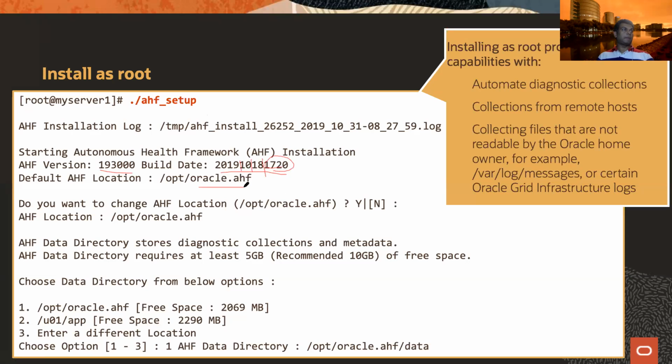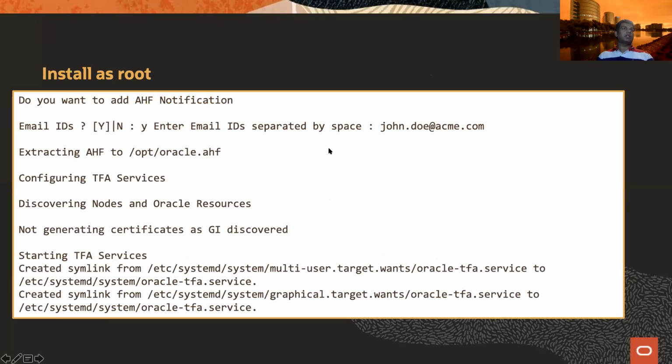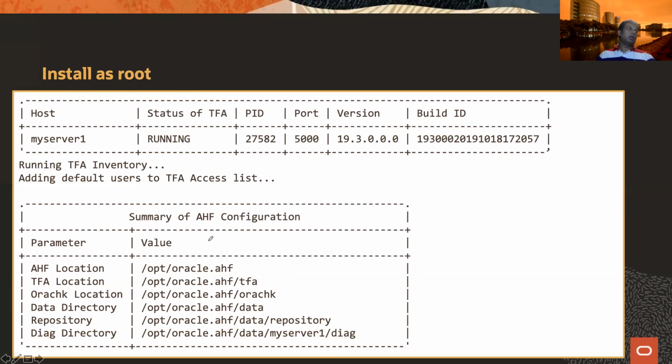The location where it is installed, where it is going to store diagnostic collections. It requires some amount of space. It'll offer you the options. Once you specify the directory where you want the installation to complete, you can specify email addresses for notifications. Once it extracts, it configures TFA, it discovers the nodes and all the Oracle resources, and then it creates the systemd hooks to automatically start the service. Then it tells you where it is running, what status it is, what PID it is, and all the locations of the tools that have been installed inside the AHF stack.